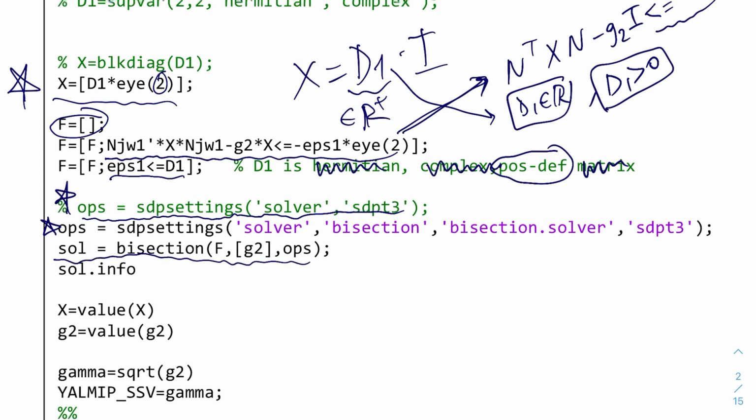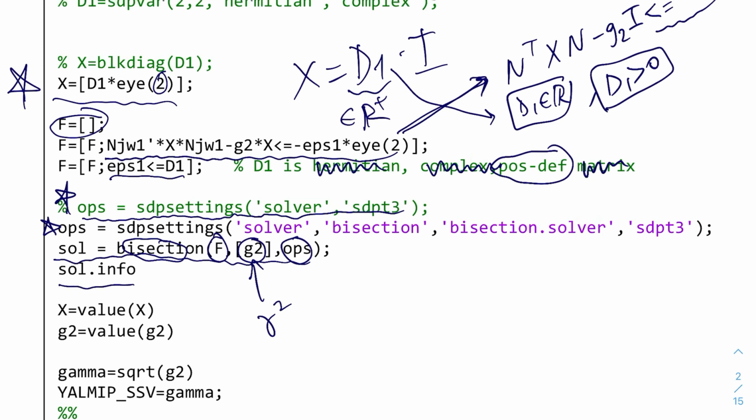And here, bisection, and we are not saying optimize, right? We are saying bisection. F is our constraints, and G2 is the term that we optimize. Remember, we're trying to minimize G2. G2 is gamma square, by the way. And here are the options.